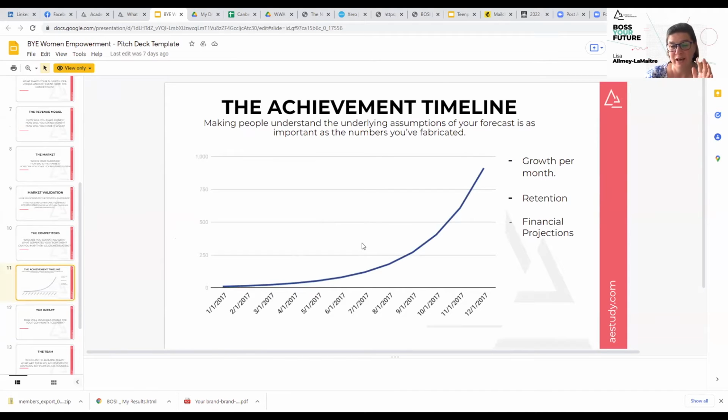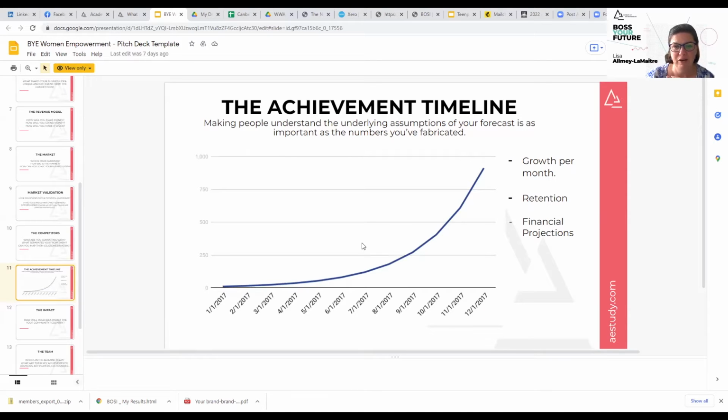You could make a graph. On the graph, you could show the impact to your client base, your impact to your bigger goal, if you're looking at one of the UN sustainable goals. It could show your finances. So quite a lot of information could be put on a slide like this. So be mindful of that.